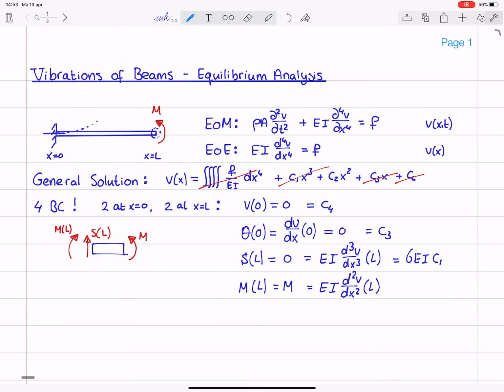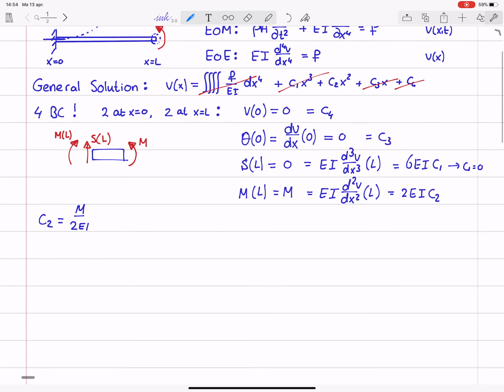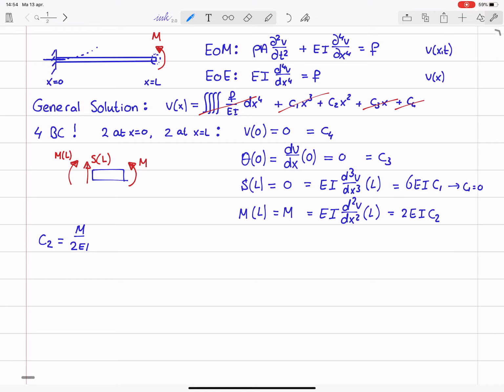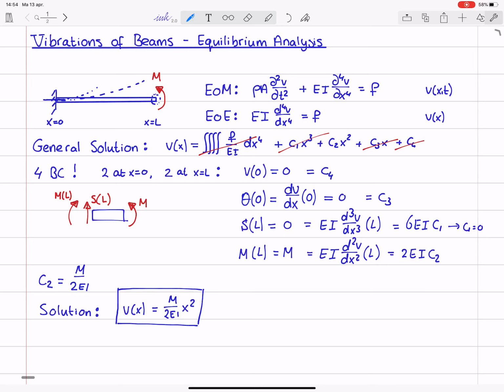And then finally for c2, we get 2EI times c2 if we differentiate this. From this we can solve that c2 equals M divided by 2EI. And then all the coefficients are solved. So c1 is 0, and that means that the solution for this problem is in fact a parabola: v as a function of x equals M divided by 2EI times x squared. So that means that this shape will indeed in deflected form be some kind of a parabola.